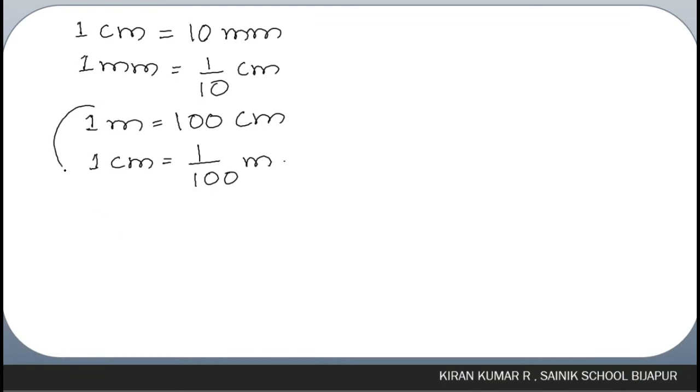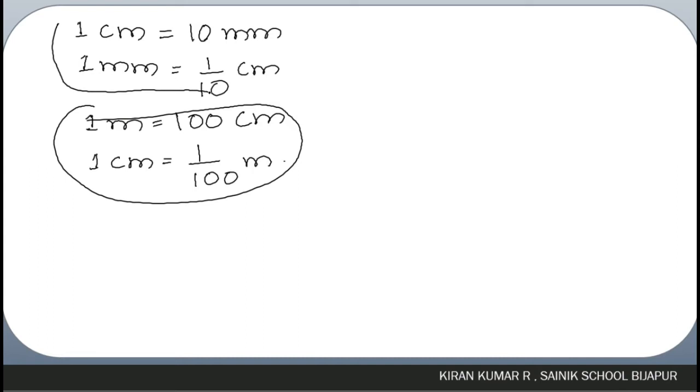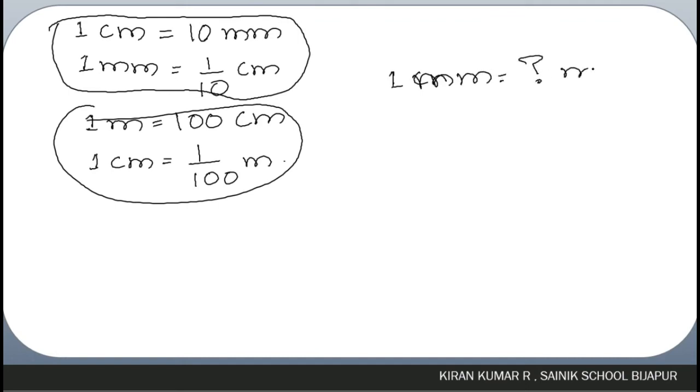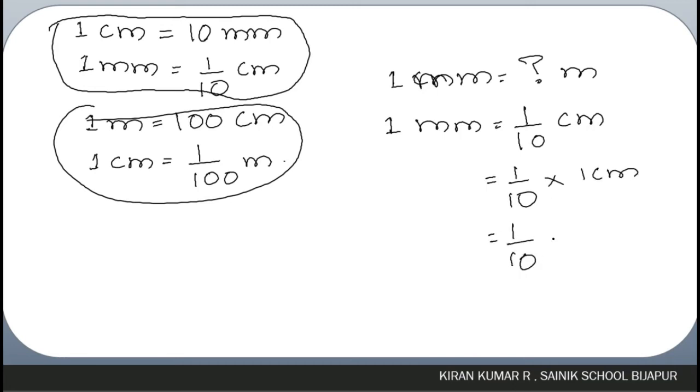Now with this combination I can find out millimeter in terms of meter. Say for example, if I want to convert 1 millimeter in terms of meters, what do I do? In 1 millimeter there is 1 by 10 centimeter. So 1 by 10 into 1 centimeter. In 1 centimeter there is 1 by 100 meter. So the combination will give us 1 by 1000 meters. This is the conversion of a millimeter in terms of a meter.